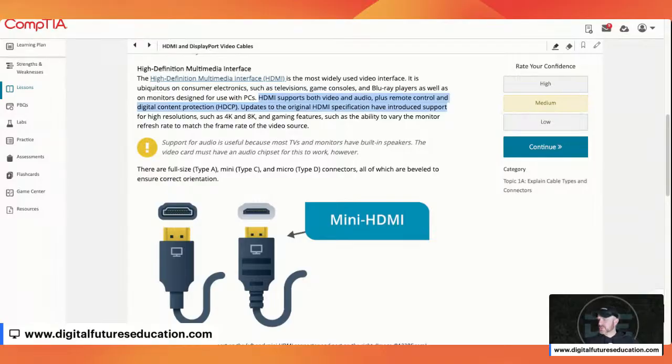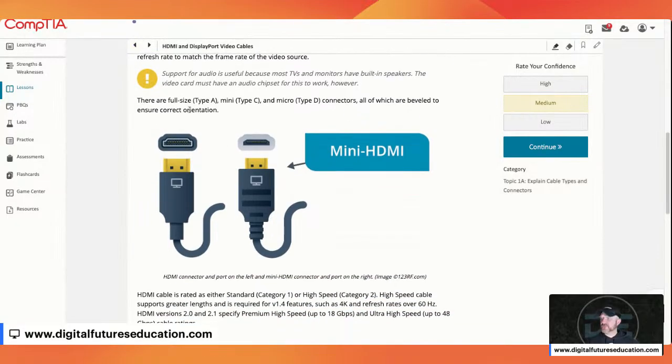Updates to the original HDMI specification have introduced support for higher resolutions such as 4K and 8K, and gaming features, such as the ability to vary the monitor refresh rate to match the frame rate of the video source. The support for the audio, of course, is helpful. Most TVs and monitors have built-in speakers. The video card must have an audio chipset for this to work. So, the HDMI supporting both is a huge benefit.